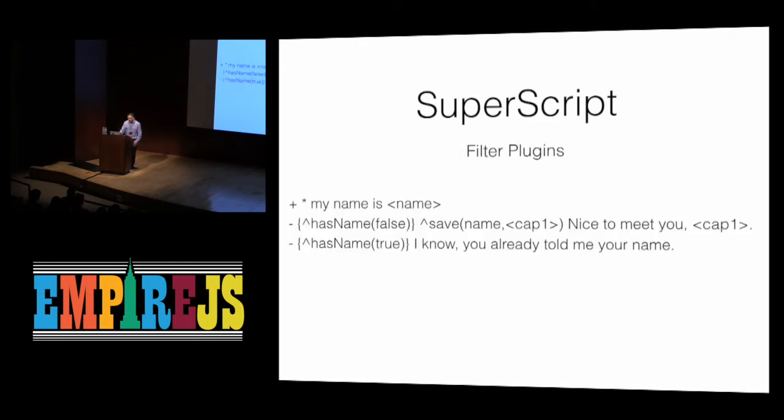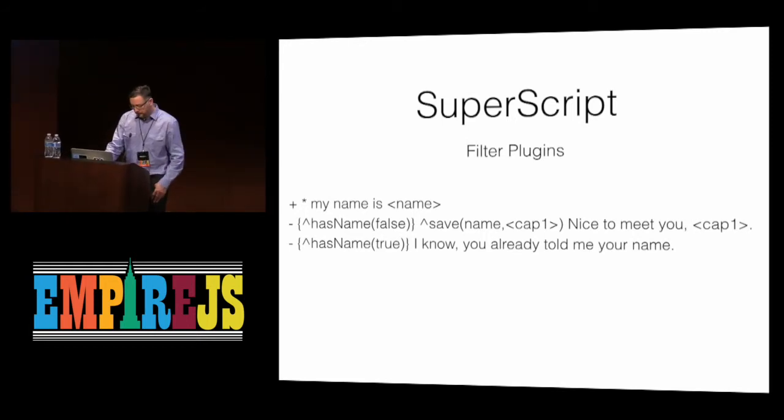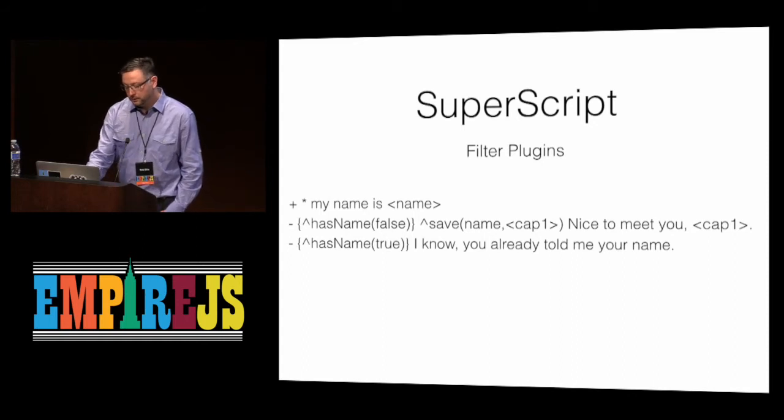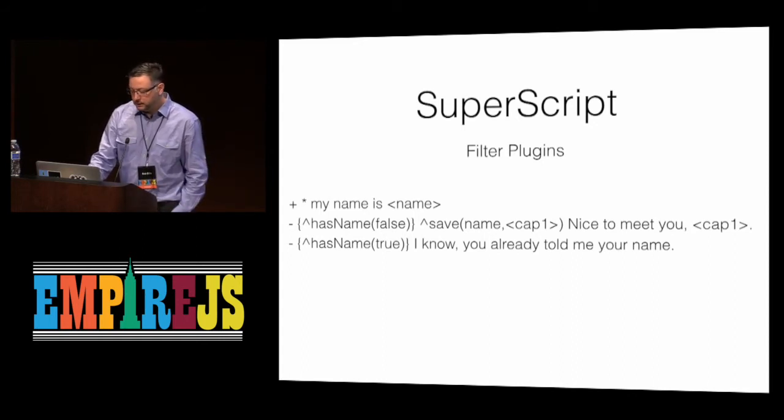As well, we use plugins for filtering and conditionals. So we can get kind of clever here by taking a function that returns a truth value or some sort of truthy result. In this case, when told my name is Bob, if the system knows that it already has that name, it'll simply reply, I know, you already told me your name, because the other result has been removed. However, if it didn't know the name, it would first save it. So it's calling a plugin to save the name there, as well as saying nice to meet you, and it returns the name.